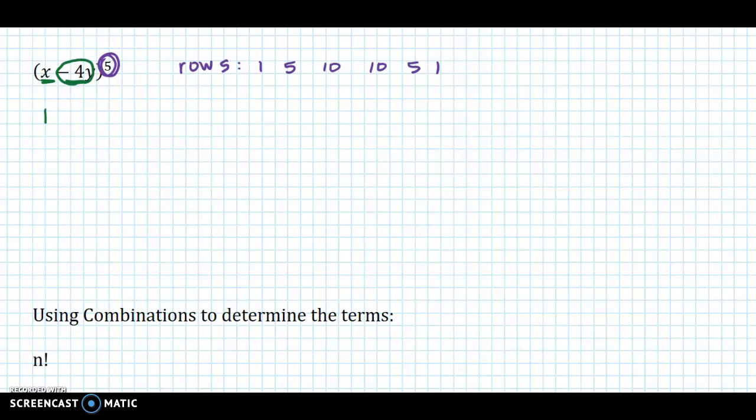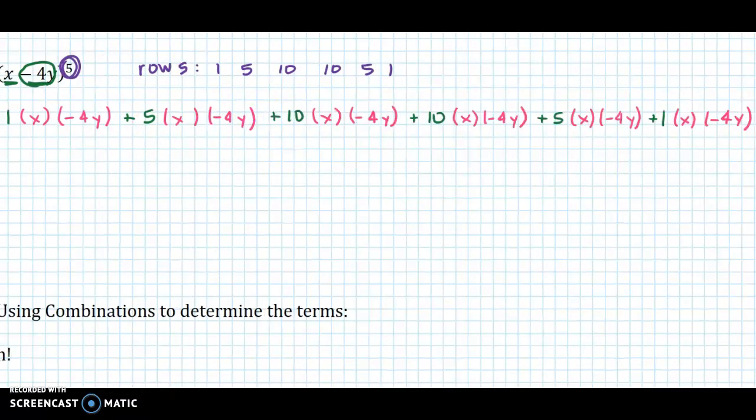A lot of times it might help in this case to write it with parentheses. So you have 1 times x times negative 4y plus 5 times x times negative 4y. And so when you write it out, no powers yet, this is where we end up.